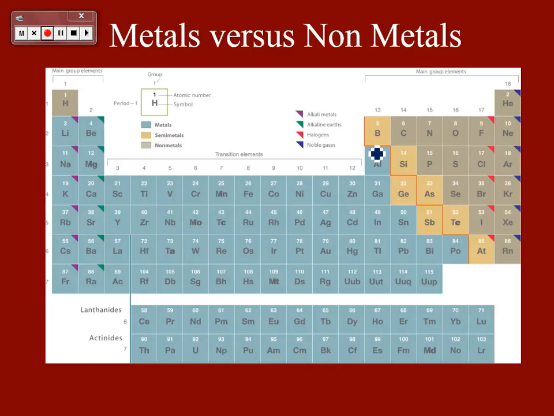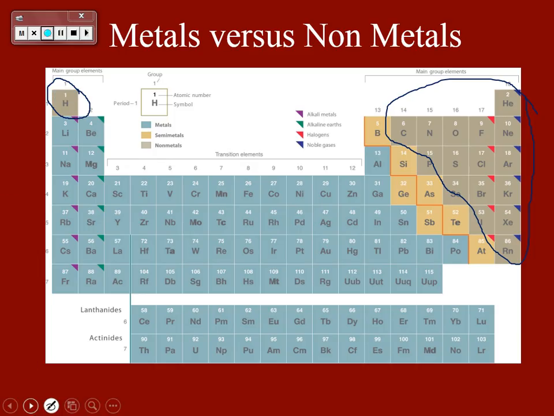So if you look up here, here's your staircase. These are your metalloids. All of these over here are your nonmetals. Everything else is a metal. Notice that hydrogen is not a metal, and that's because it's a gas. So if they ask you about hydrogen, it is the only one on this side that is also a nonmetal.